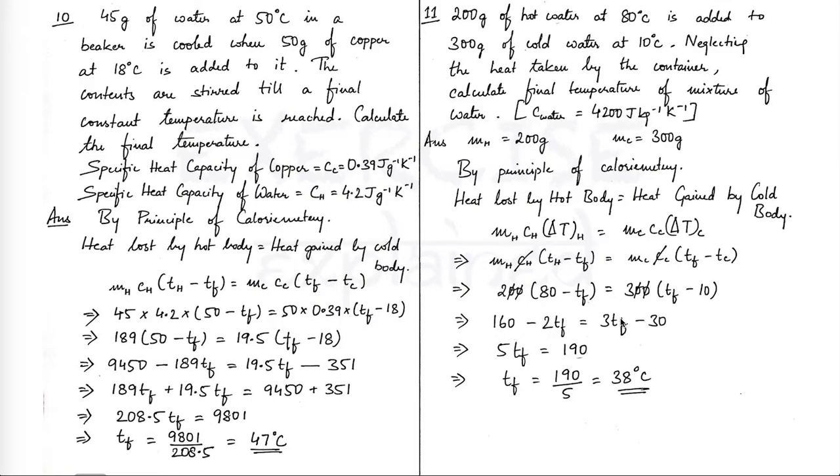So I get this 2 to the other side, that is minus 2TF to the other side. I get 3TF plus 2TF, that is 5TF. And this minus 30 comes to this side and I get 160 plus 30, that is 190. So TF will be 190 divided by 5, that is final temperature will be 38 degree Celsius. It was an easy question if you have understood. So you can go through the question again.